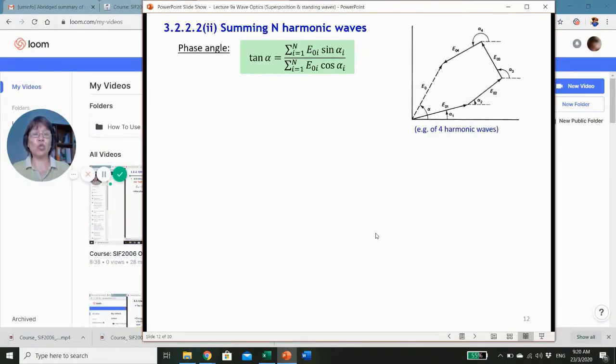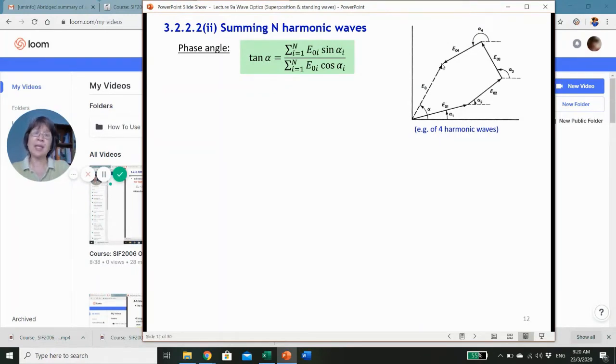Now let's extend the two harmonic waves into more waves. For example, let's try with 4. Or rather, over here we show 4. So basically, we represent each wave by a phasor, assuming that all these individual waves have the same frequency. So here, this is the first phasor, added to the second phasor, added vectorially to the third phasor and the fourth, and the resultant would be this one here, from the original beginning point up to the end of the last phasor.